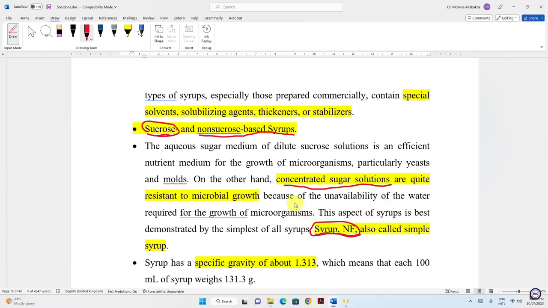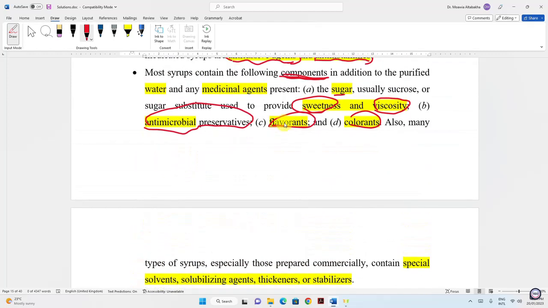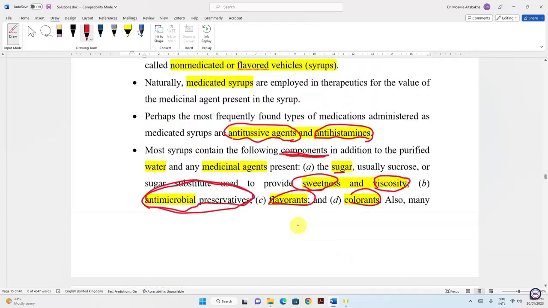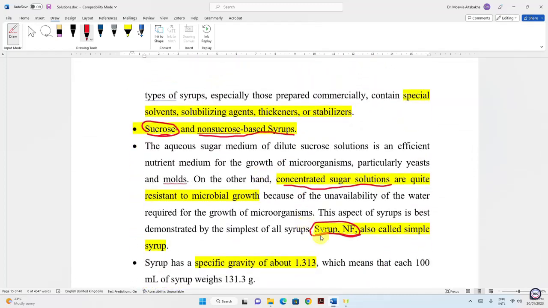High. When I say high, I'm talking about 66.7 gram of sugar in 100 gram of the solution. Okay, يعني the amount of water I'm adding is less than sugar. Okay, in such concentrated sugar solutions, you may not need preservative. إذا هنا في مكتوب antimicrobial preservative, you might not need it in syrup NF. You might need it in some other types of syrups, but not in this one. Why? Because the sugar concentration is high.